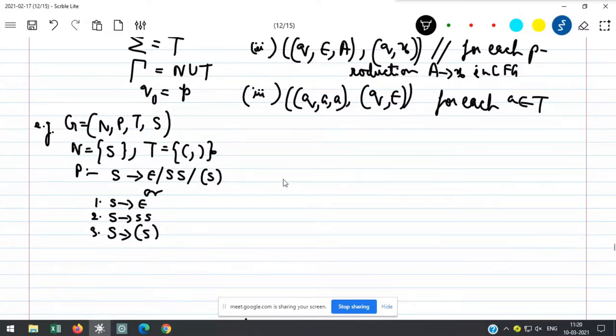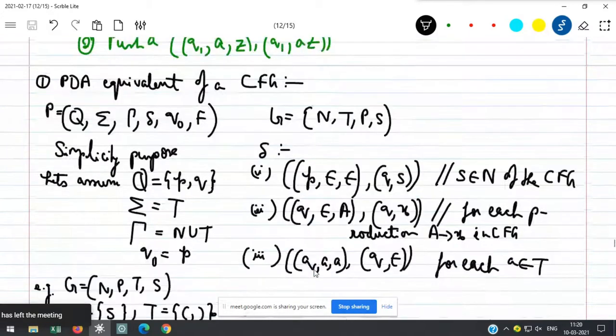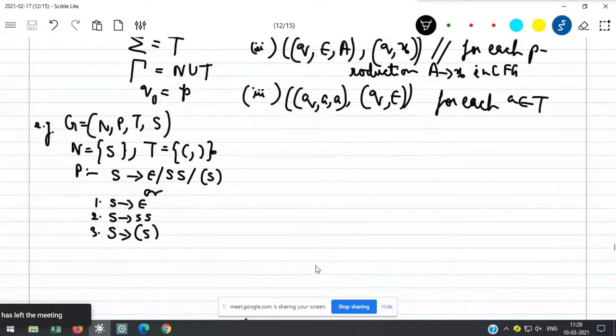Once you understand the construction of a PDA from a given CFG, please avoid writing in this format, like how I have written 1, 2, 3. I'm just treating you guys as beginners, that's why I've written like this. But once you know the concept, please avoid writing like this. It's not a good thing. So now, given this particular context-free grammar, we are going to design a push-down automata using the rules which I have already written here. Now let me start the construction.